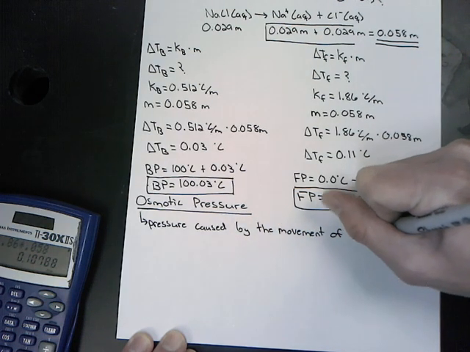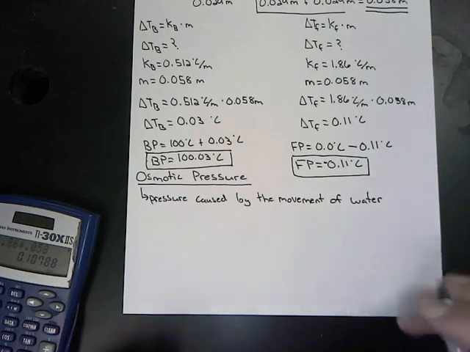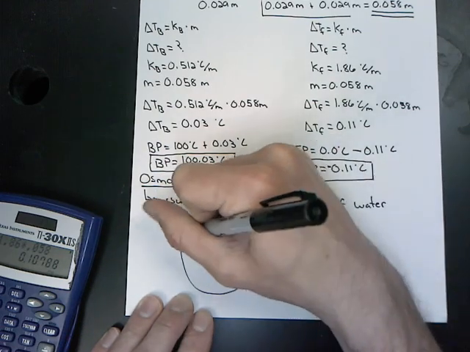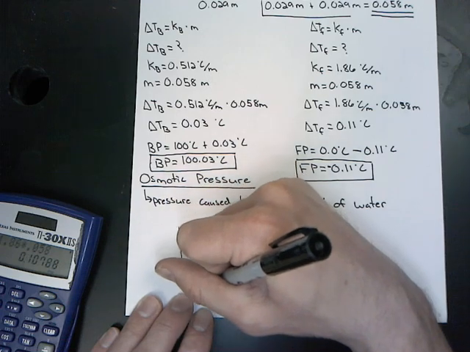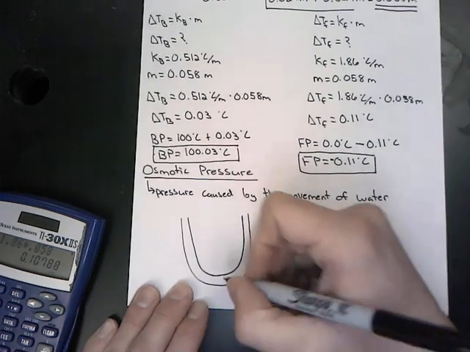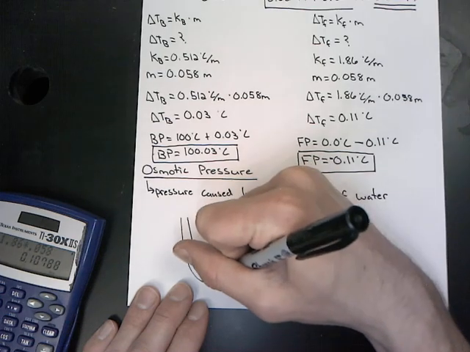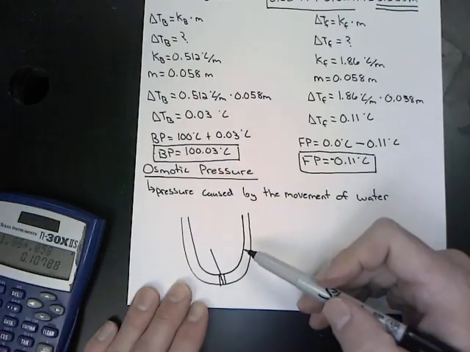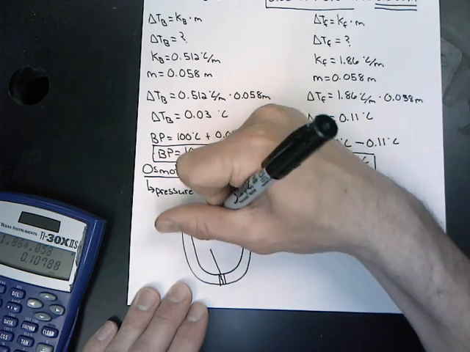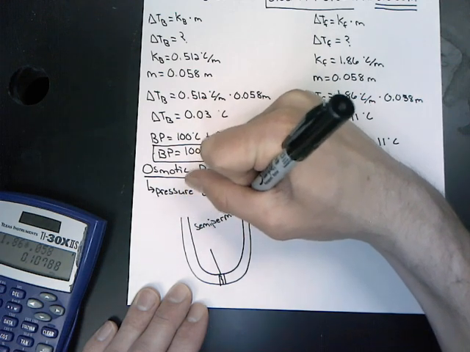of water. So what we're going to do here is draw a little bit of a picture. I'm going to use this U-shaped tube, and I'm going to put some things in it. The first thing is this. I will make this my semi-permeable membrane. What that means is that some things can go through it, other things cannot.